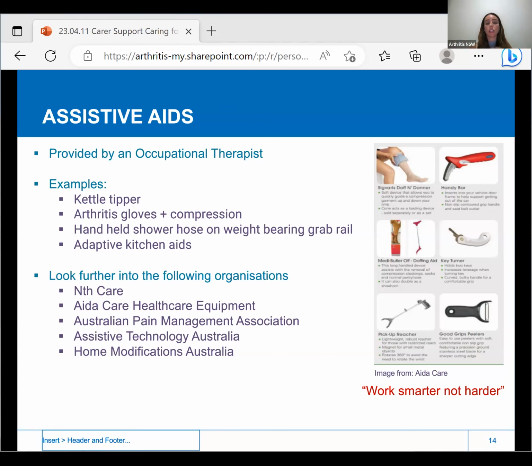And so as a carer, you might want to learn a little bit more about what tools are available, how to go about using them in the household, so you can work closely with the healthcare provider to make sure that these aids are going to be set up and used correctly. So your encouragement here and your patience is incredibly valuable, and I would encourage you to have a look at some of these websites like the Nth Care, ADA, the Australian Pain Management Association, Assistive Technology Australia, and Home Modifications Australia. There's a large inventory on these websites that you can look at, and you might think some of them could be useful in your household.